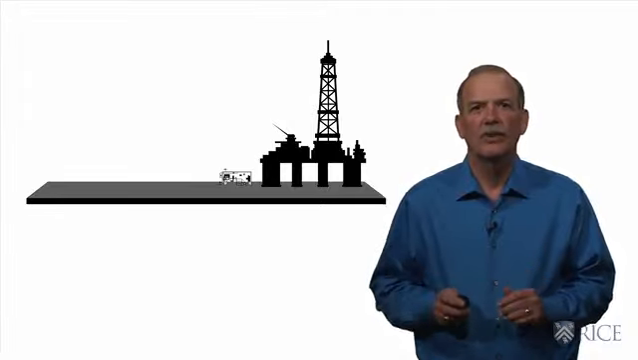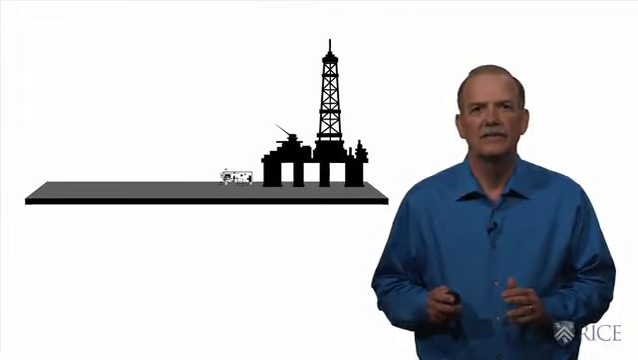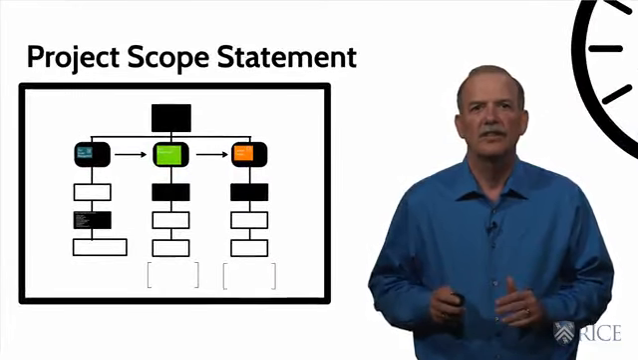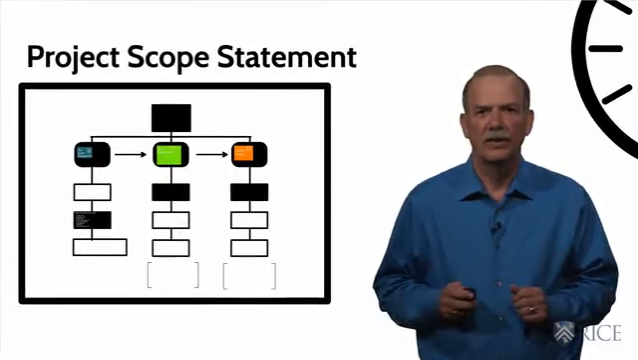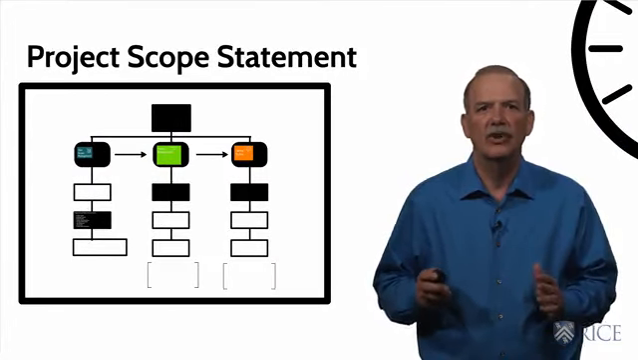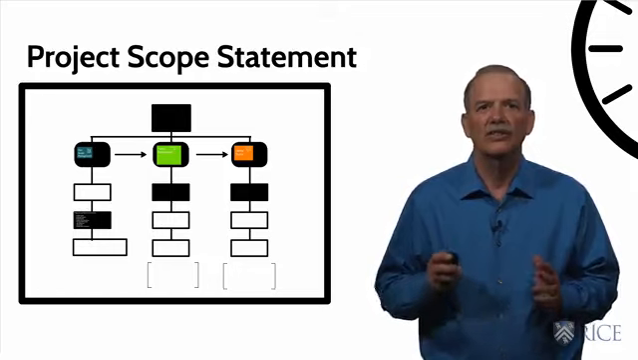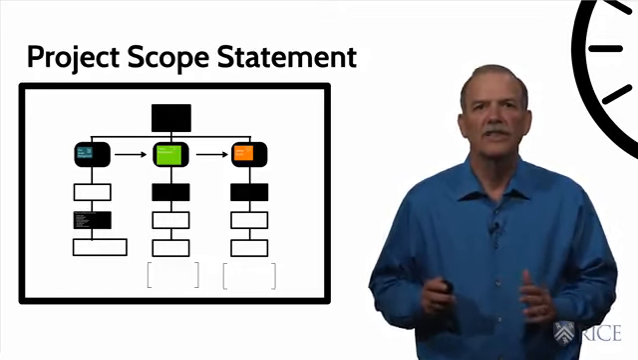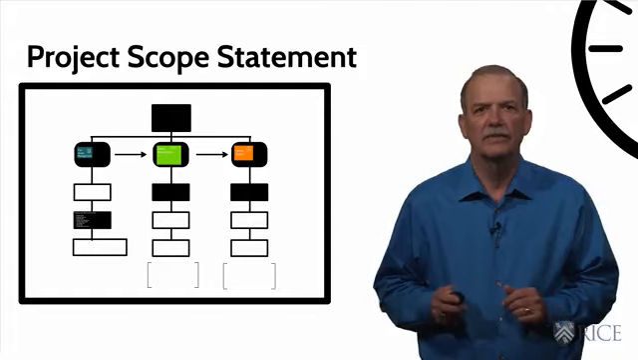First, let's start with the project scope statement. The project scope statement defines what we are going to do for our project. If you recall, it's one of the three elements of the iron triangle, along with cost and schedule. Having a well-defined scope is essential to successful project management.